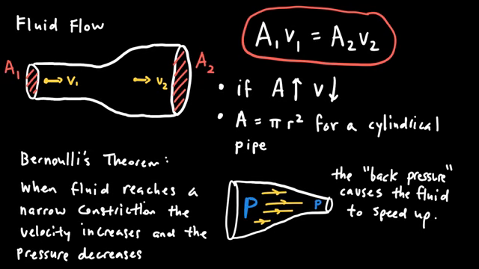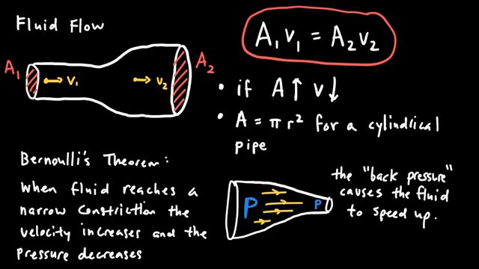One of the reasons why we can prove that a fluid will actually slow down if the area gets bigger or speed up if the area of the pipe gets smaller is Bernoulli's theorem, which says that when a fluid reaches a narrow constriction, the velocity increases and the pressure decreases. So in this second pipe that I have drawn, the pressure on the left-hand side of the pipe would be bigger, and the pressure on the right-hand side of the pipe would be smaller. So we're explaining why, as the area drops off and becomes smaller, the velocity increases.